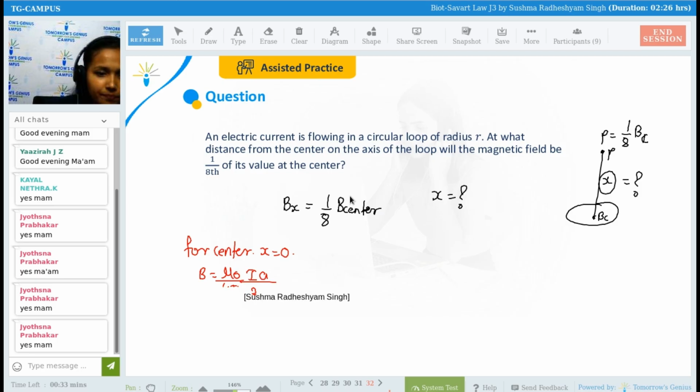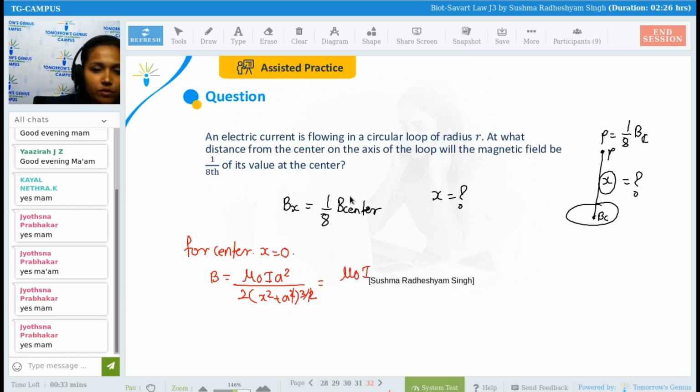Sorry, I just write the formula here. B is equal to mu naught I a square over 2 (x square plus a square) power 3 by 2. Now your x is 0, so this term is 0. So this 2 gets cancelled. We get mu naught I over 2a. So this is your magnetic field at the center. This is your first equation. Let's say this is B1.